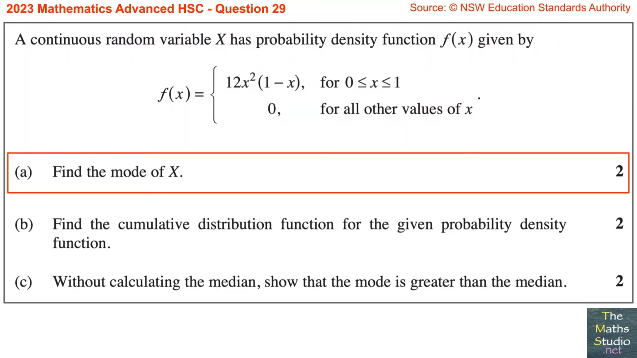Question 29. A continuous random variable x has a probability density function, f of x, given by f of x equals 12x squared times (1 minus x) for x greater than or equal to 0 and less than or equal to 1, and f of x equals 0 for all other values of x. Part A. Find the mode of x.